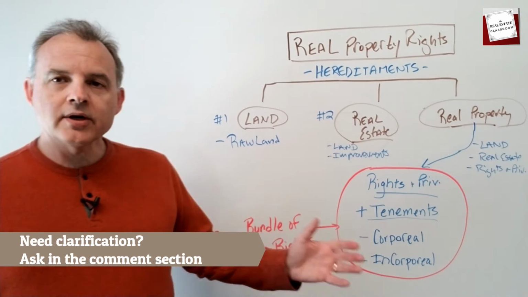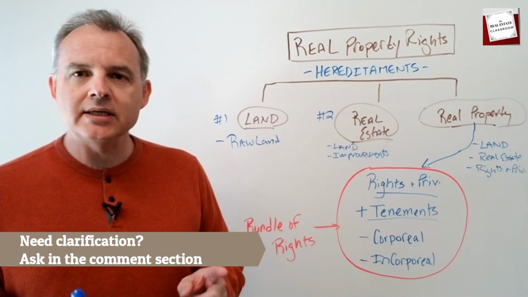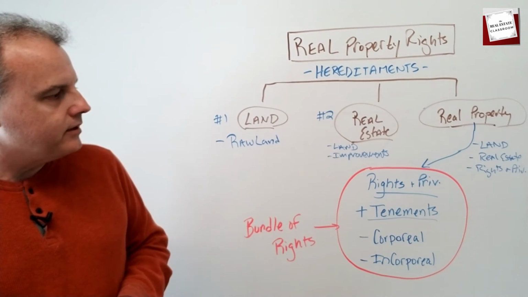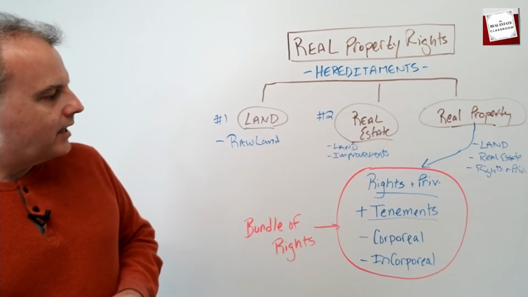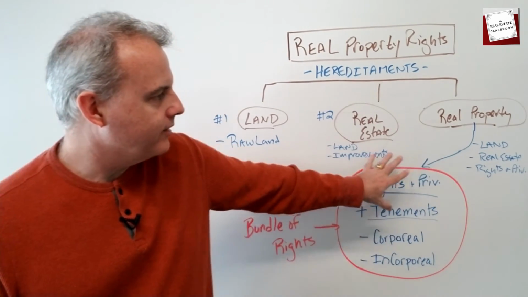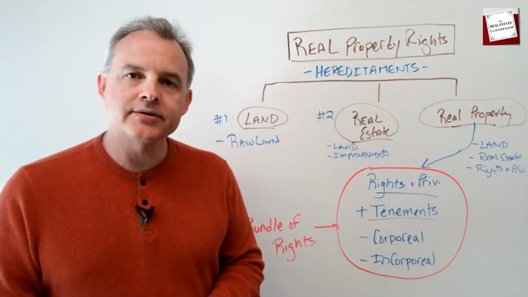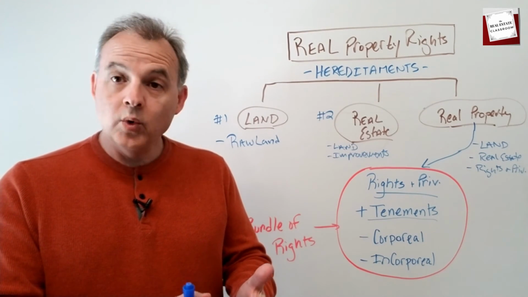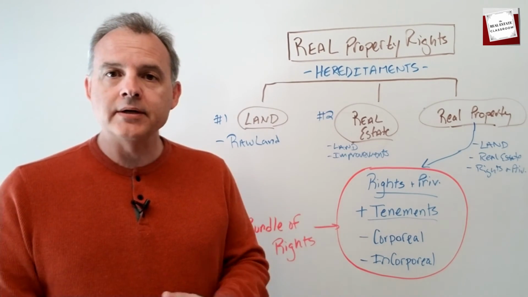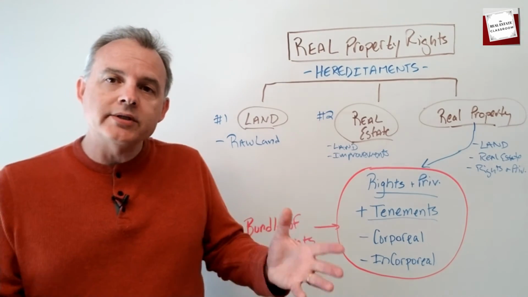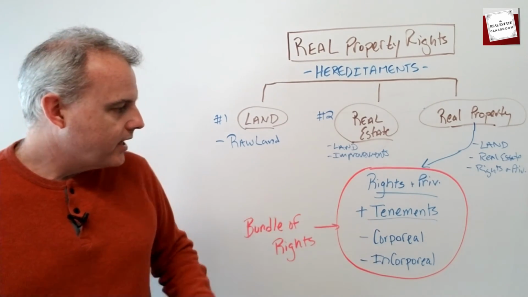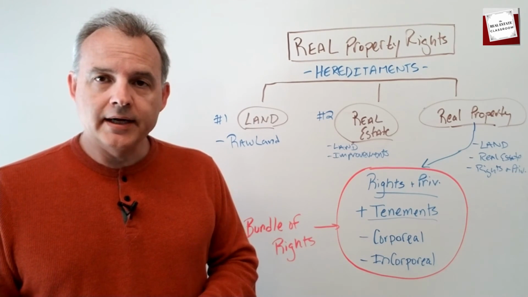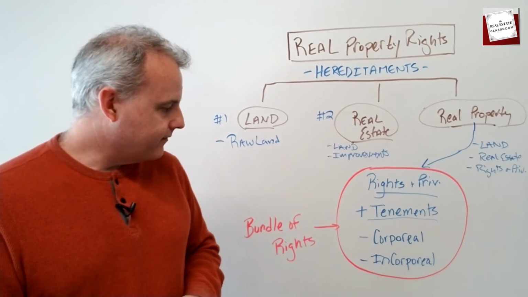Now, there is another concept here, and we're not going to talk too much in detail about it in this video. I'm going to do another video on it, but we have what's called the bundle of rights. The bundle of rights is every right and privilege that an owner has. It includes the right to sell it, to lease it, to will it or bequeath it, and all those other rights. When we combine the totality of the rights and the privileges, those tenements, that is called a bundle of rights, and we'll discuss that in a different video.